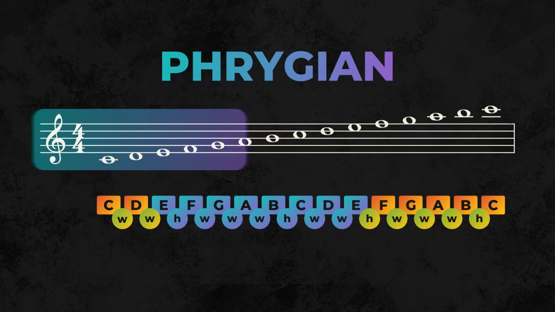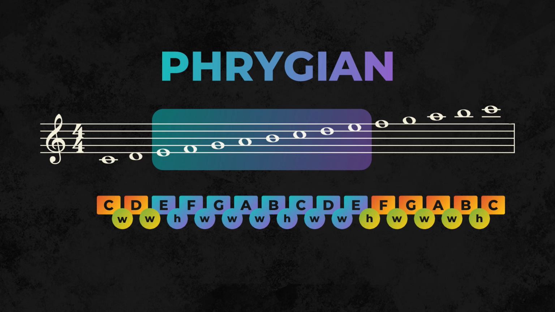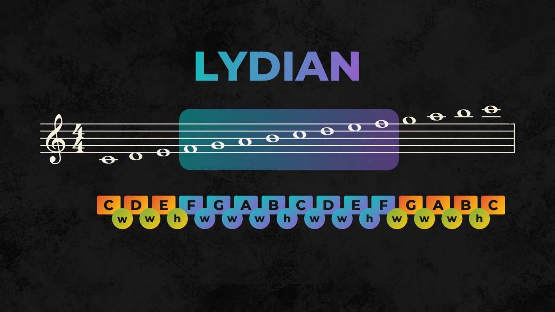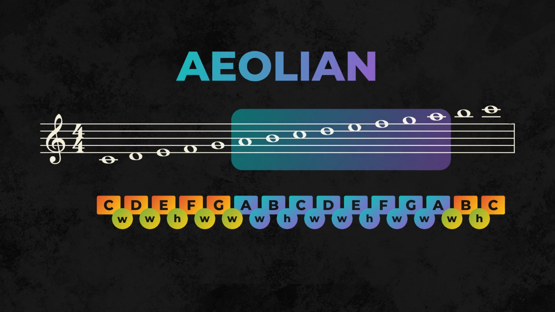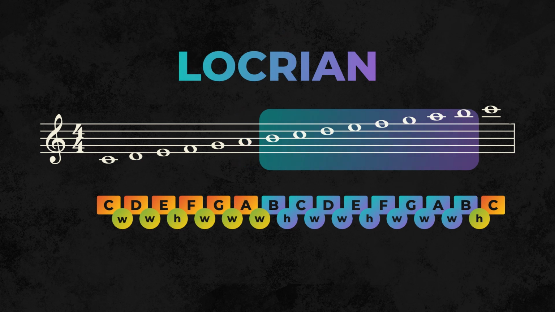The third mode is Phrygian, which starts on scale degree 3. Again, imagine the major scale is being shifted sideways, this time by 2 notes. Next comes Lydian, which starts on note 4, then Mixolydian on note 5. Aeolian, which starts on note 6, might sound familiar because it's usually called the natural minor scale. The last mode is Locrian, which starts on the 7th degree of the scale.